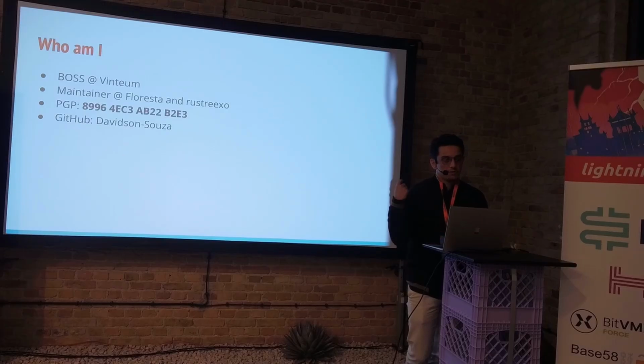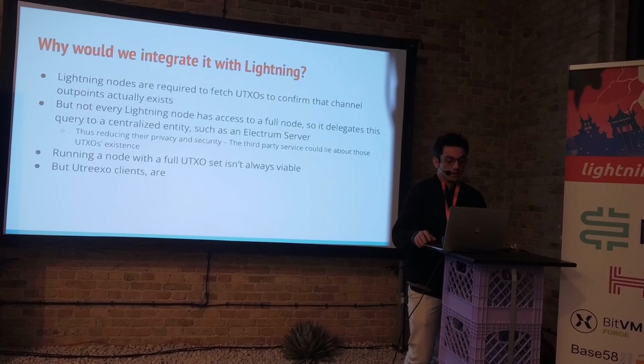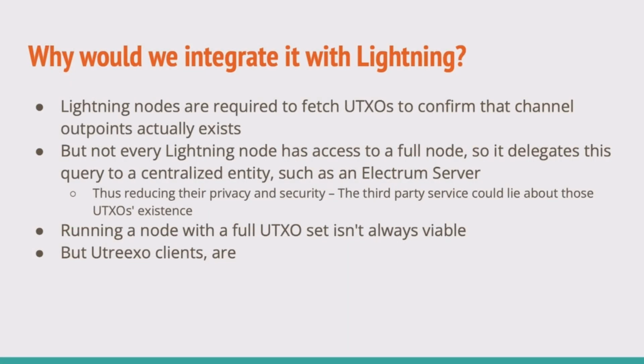So I'm a Bitcoin open source developer. I have a grant by Vintium, a Brazilian nonprofit that supports Bitcoin developers. I'm maintaining something called Floresta. I don't know if you guys heard of it, and also Utreexo, which is the Rust implementation of Utreexo. My PGP key, if you're into this stuff, and my GitHub, which is usually where I post stuff. It's my name, basically.